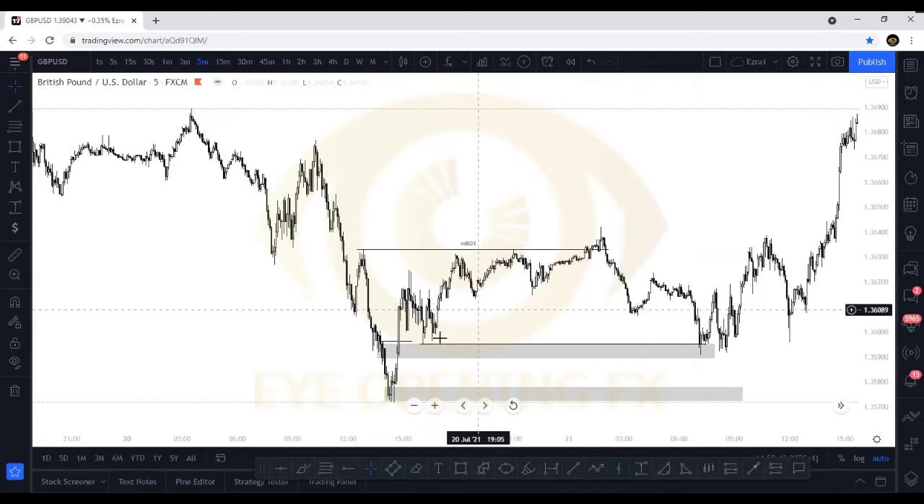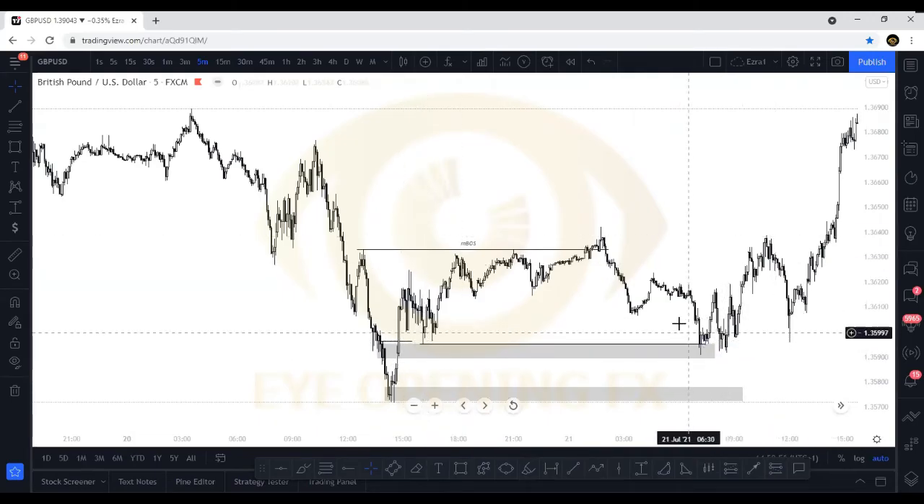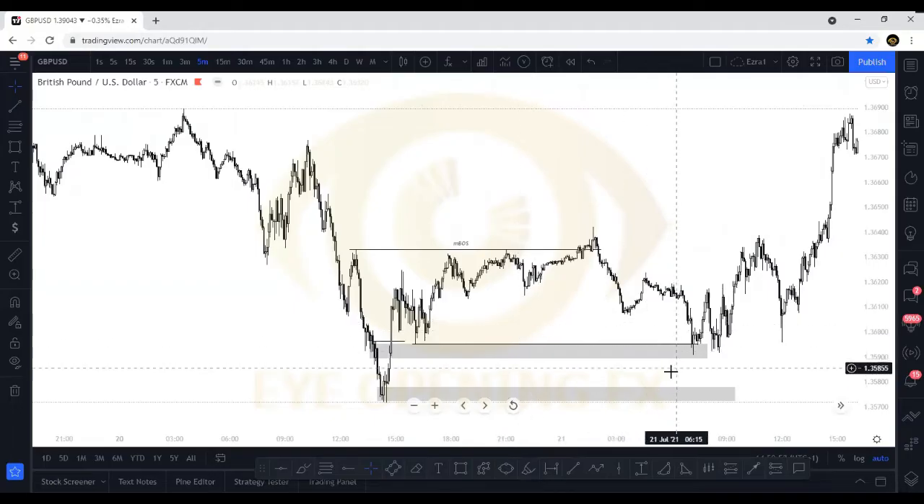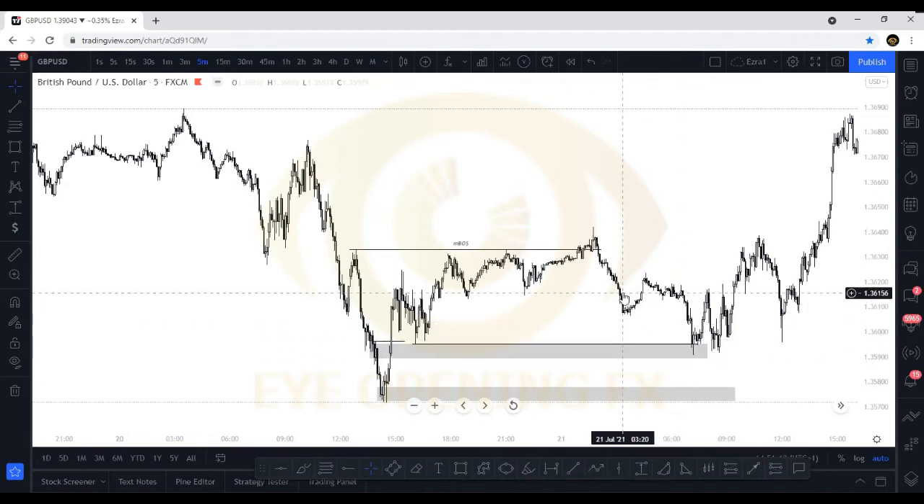So now your secondary point of interest is here. This is the low of that inducement, where you expect the market to reach before you look for buy confirmation. And it happened in key zone. That is to show you that it is a perfect entry in key zone.